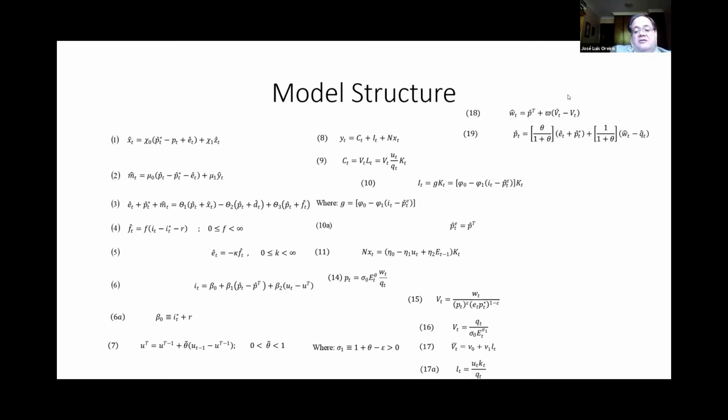V bar represents the target real wage by unions. LT is the employment rate. Equation 18 represents the wage inflation, which depends on target inflation and distributive conflict between unions and capitalists. And equation 19 represents the domestic inflation, which is a weighted average of international inflation and exchange rate variation, plus the increase in unit labor cost. All right. And equation 20 is the productivity growth, which depends on the real growth rate and the level of employment lagged one period.